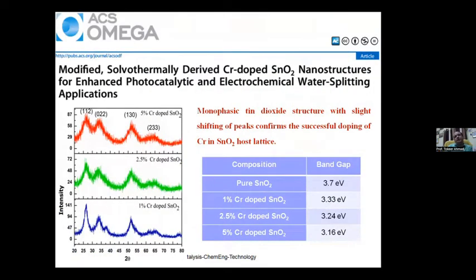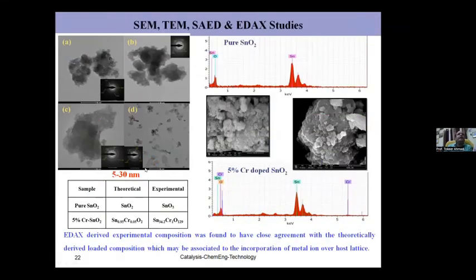Then we have prepared the chromium doped SnO2 nanostructures by modified solvothermal method for enhanced photocatalytic and electrochemical water splitting applications. So here this is the X-ray diffraction pattern, which shows the confirmed chromium doping over the SnO2 nanostructures, with the diffraction pattern obtained by the variation in lattice parameters, and these are the optical band gap studies.